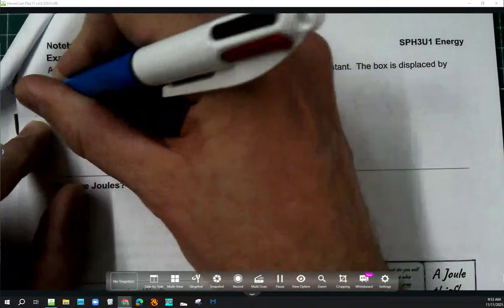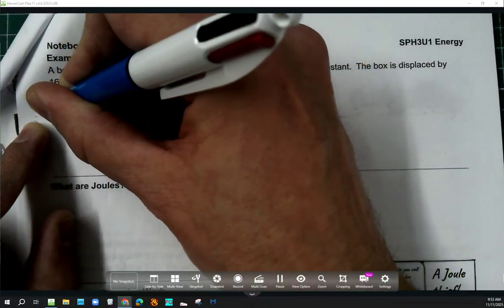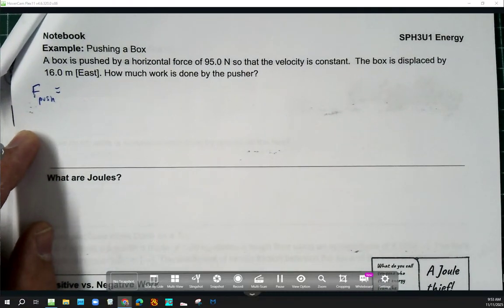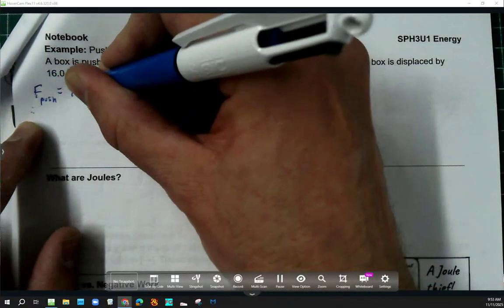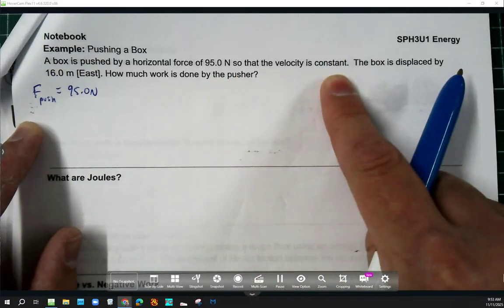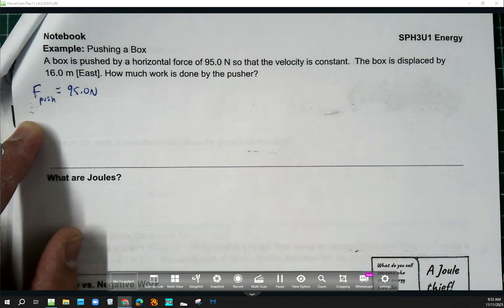I've got a push force. I'll just call it a pusher. I'm not even going to call it an applied force, but it is, I guess, of 95.0 newtons. And the velocity is going to be constant. So it's moving along at a steady speed.